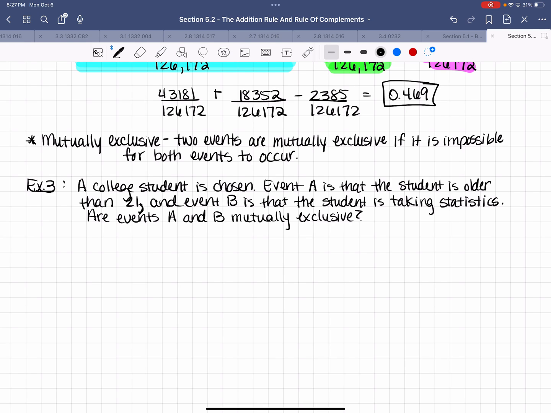So, college student is chosen at random. Event A is the student is older than 21, and event B is the student is taking statistics. So it's asking you, are they mutually exclusive? No, you can be 21 and taking statistics. You can not be 21 and taking statistics. They're not mutually exclusive. Just because I'm 21 doesn't mean that I can't take statistics.